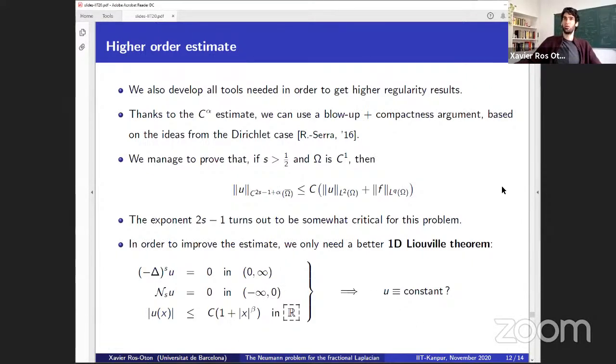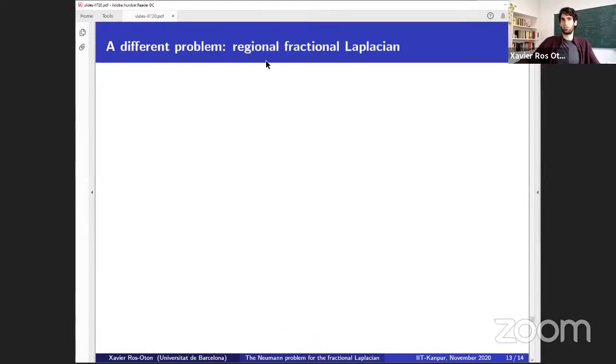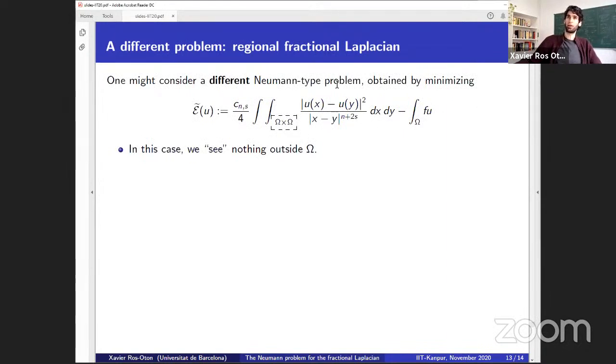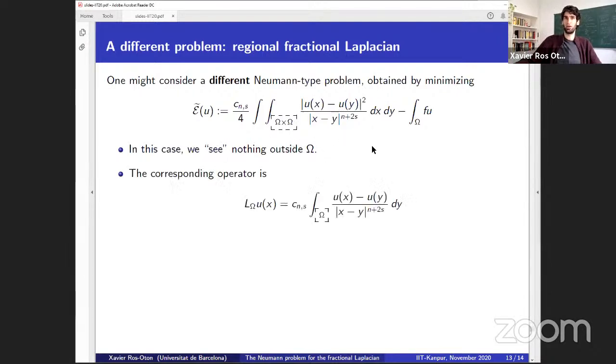And then finally, one last comment, in a setting that is slightly simpler from the regularity point of view, at least in our paper, but it's very much related. A different Neumann problem is the one that you obtain by minimizing in H^s of omega. You consider this tilde energy, which is a double integral only over omega times omega. From the beginning, you impose that everything happens only inside omega. This is a different problem with a different operator, sometimes called the regional fractional Laplacian. We see nothing outside omega, and the operator is a kind of fractional Laplacian in which you integrate only in omega.